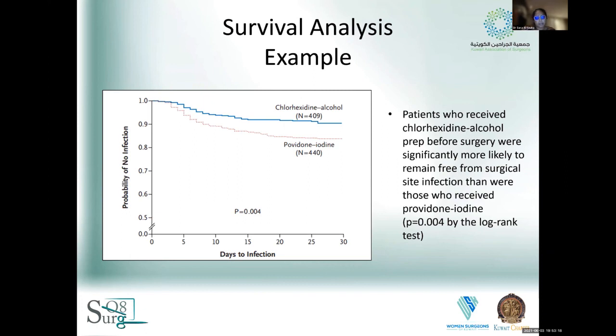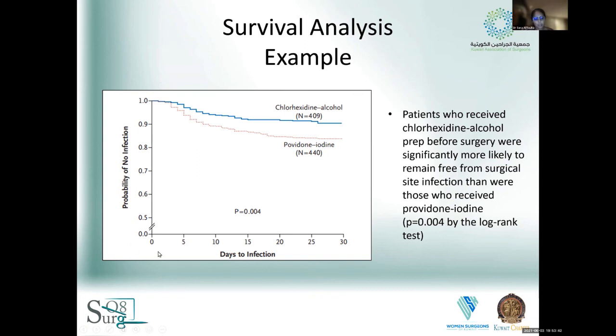Here's another example of how you would do it. This is different. This is not hazard ratio. This is just survival analysis. So in survival analysis, in this paper, also from the New England Journal of Medicine, this is a paper that compared chlorhexidine prep to povidone iodine prep. So they had 409 patients in the chlorhexidine group and 440.